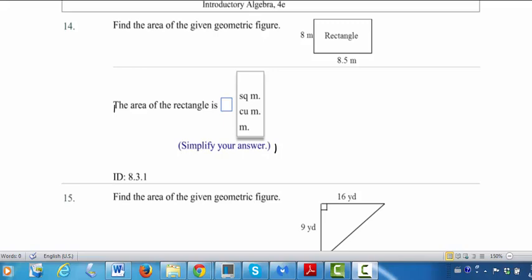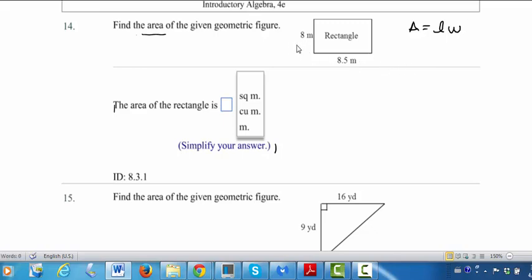Okay, here we're going to be asked to find the area of various shapes. So there are a couple that we should remember, like the area of a rectangle. Remember, our area for a rectangle is simply our length times our width.